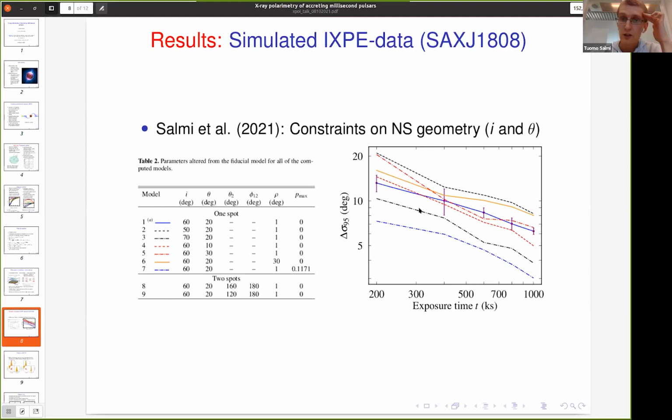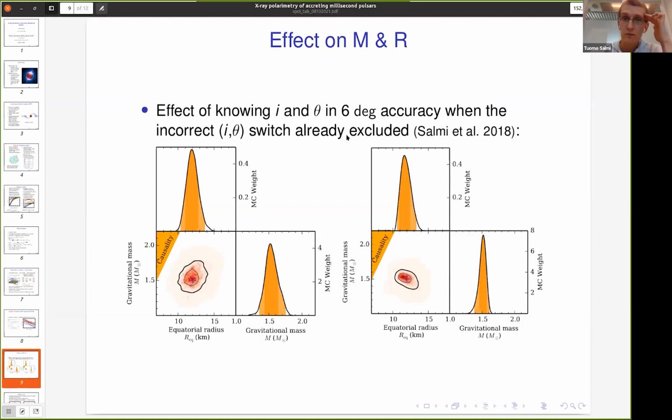With the Compton scattering model, it might be a little bit more difficult. But anyway, if obtaining about the same accuracy, we can try to think how much that helps in measuring mass and radius. There are not very detailed studies about how exactly that will affect the mass and radius constraints, except there is one test which was done in this 2018 paper, where we simulated data and then fitted it without prior information on I and theta, and with prior information that was assumed to be produced by polarization measurements.